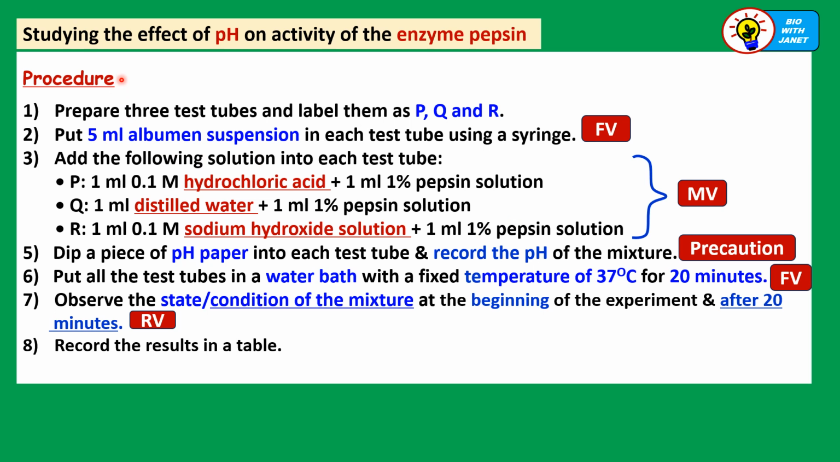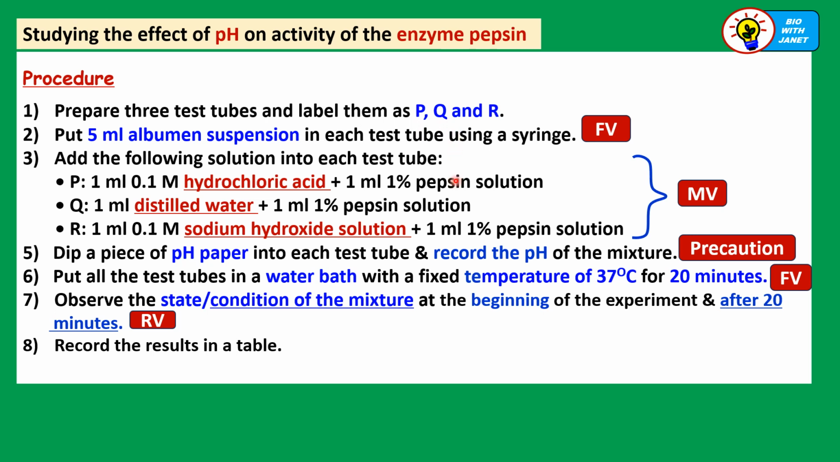Right, so studying the effect of pH on the activity of the enzyme pepsin. Procedure. Okay, let's look at the procedure. Prepare 3 test tubes and label them P, Q, and R. Then put in 5 ml albumin suspension into each test tube using a syringe. So that is your fixed variable, 5 ml of albumin suspension into test tubes P, Q, and R.